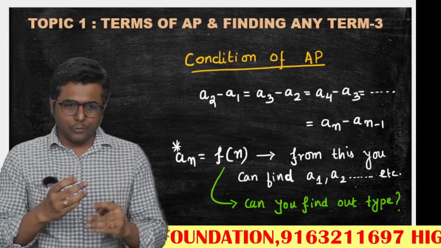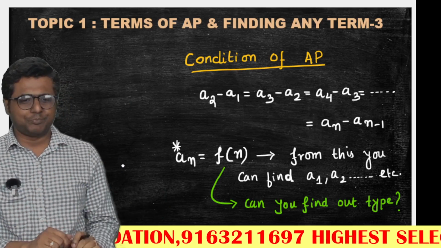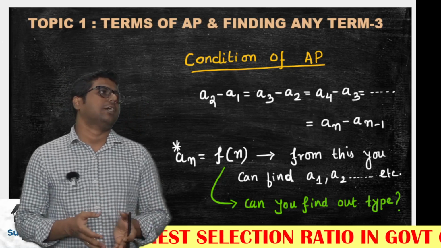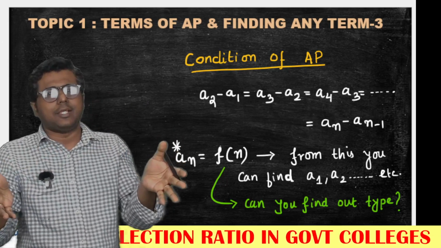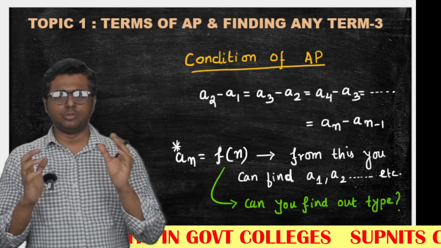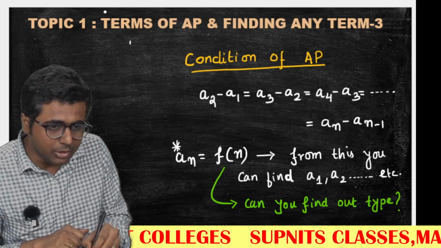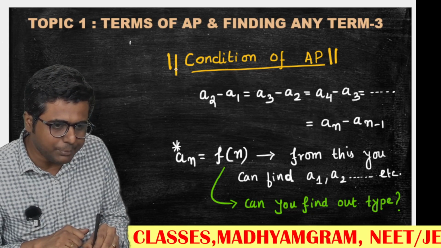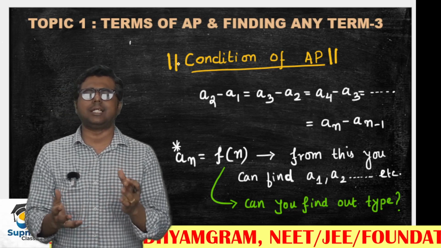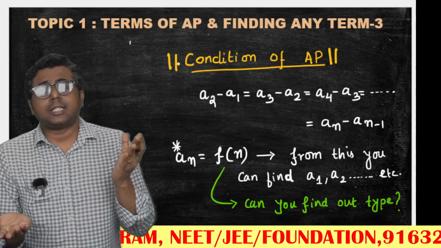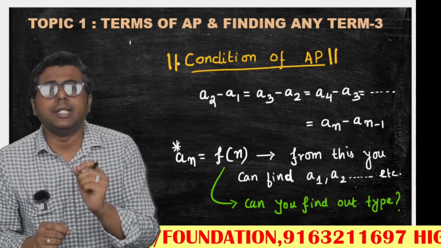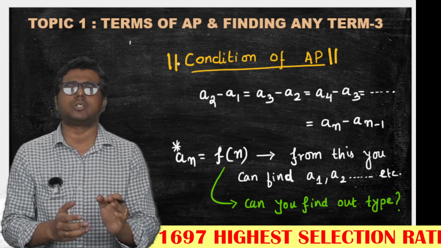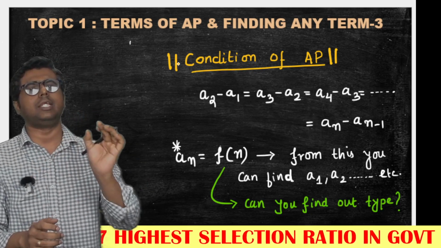Next, suppose there are certain numbers given to you, and asked how you are going to find out whether these numbers are in AP or not? Then you have to apply the condition of AP. The basic condition of AP is that the successive terms differ by D. That's it. And what is D? D is the common difference, that D should be equal in each interval.